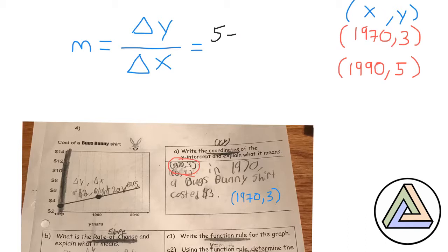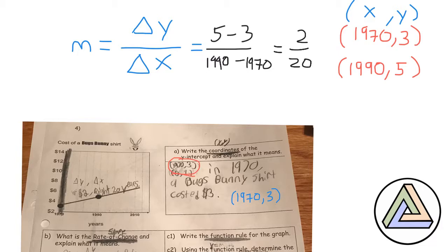We've got 5 minus 3, and that's going to be all over the change in x. Now, the change in x values would be the distance between 1970 and 1990. Now, a lot of us can do that in our head. We know that it's 20 years, but let's sort of map it out nonetheless in an official way by saying 1990 minus 1970 down here, and that would definitely result in 2 over 20.